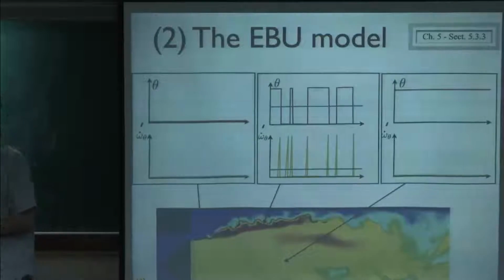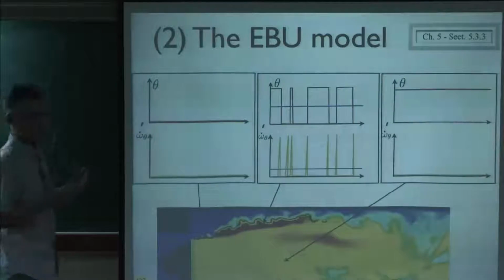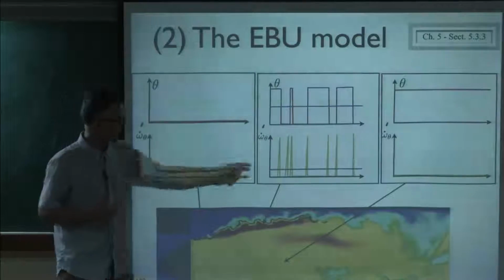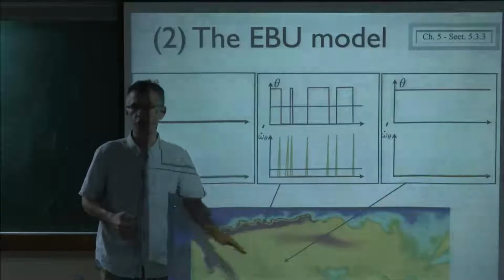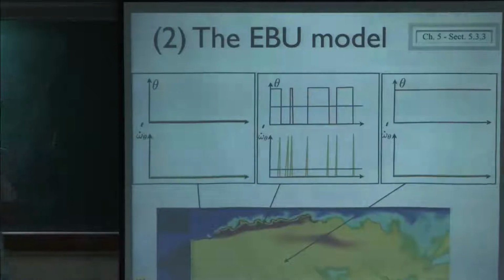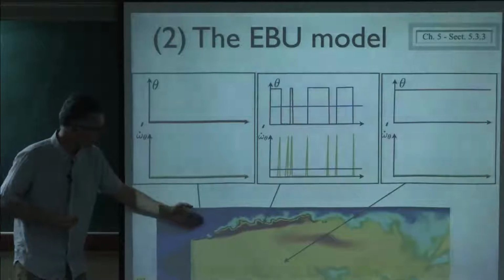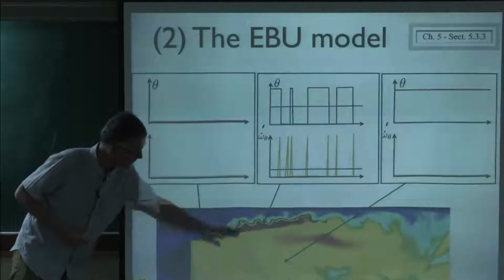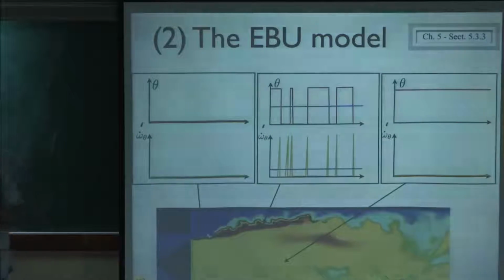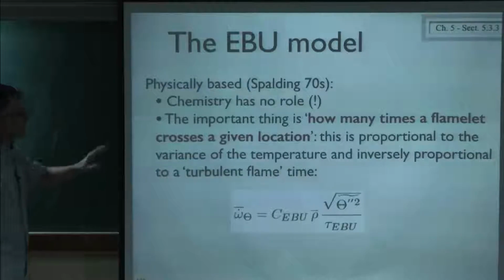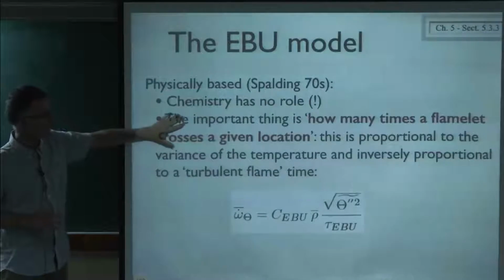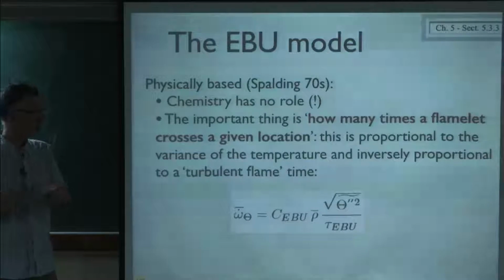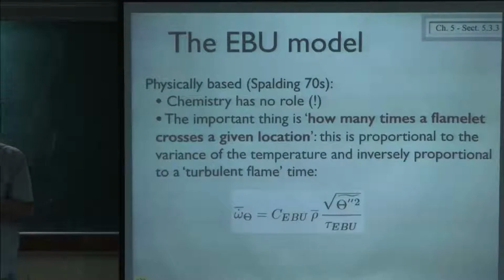So what he said is that what's important at the end, physically, is the number of times in a second where a flame front passes at the place where you are. Physically, that's the most important thing. If you have no passage, no reaction rate, here or here. If you have a passage, you have some reaction rate. So he started also saying, we'll care about chemistry later. We'll come back to that later. But the important thing is how many times a flame crosses a given location. And this idea of flamelet crossing is the basis of the eddy breakup model.